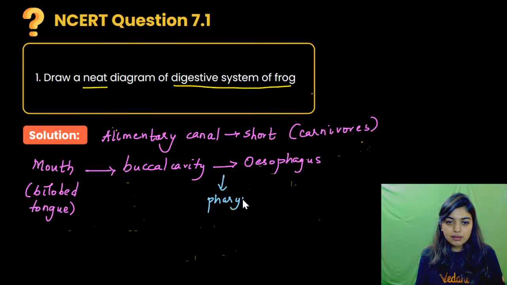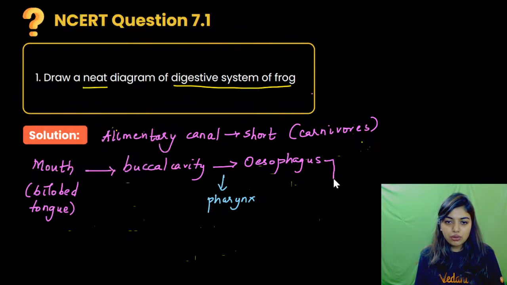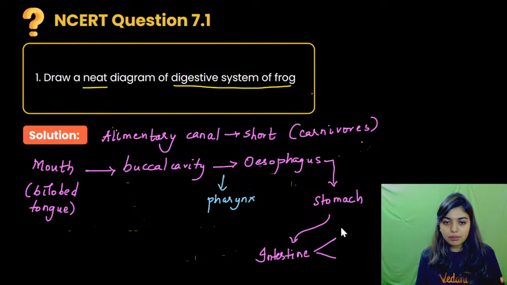Pharynx. Okay, from the esophagus what is happening? From the esophagus it is going to go to the stomach. I'm writing it down, otherwise you will not be able to see. Stomach to intestine. In the intestine you have to write about two parts, duodenum and ileum.